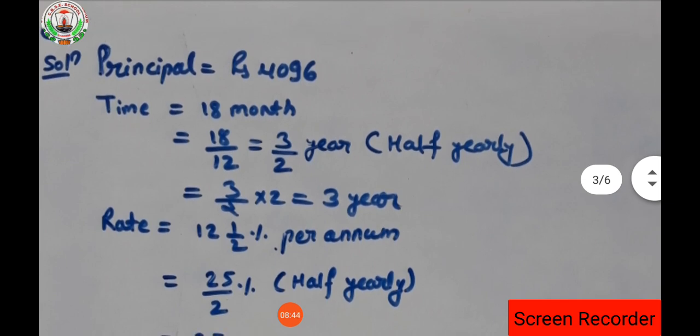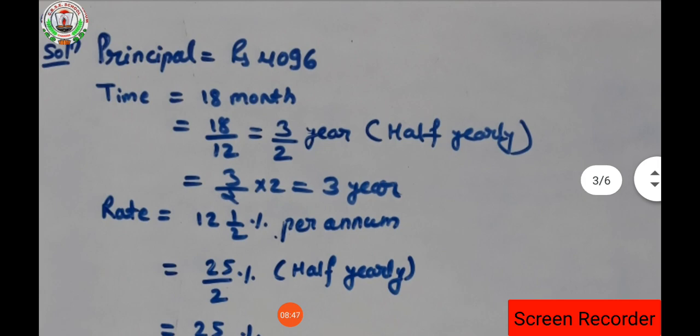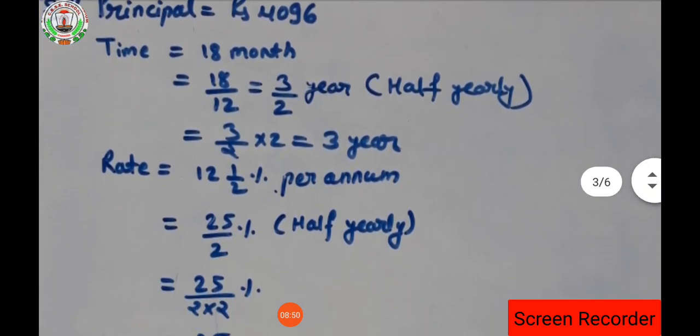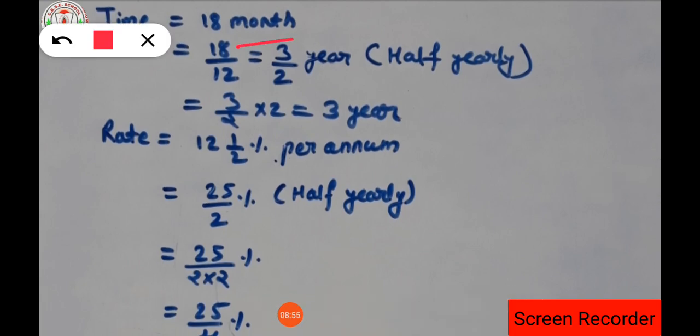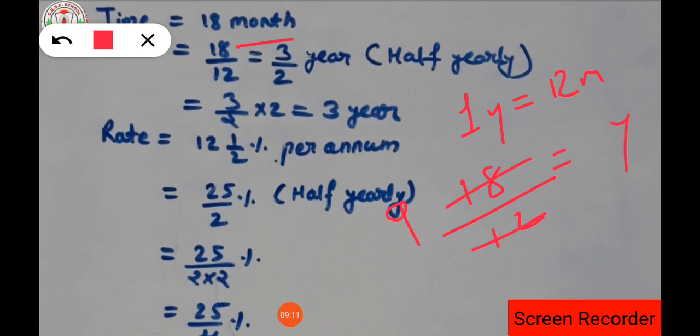Now next question, question number 9. In question number 9, the principal is given as 4,096 rupees. The time is given as 18 months. As I told you, we have to convert these months into years. So 1 year is equal to how many months? 1 year is equal to 12 months, isn't it? We are having 18 months, so this 18 months will be divided by 12 in order to convert it into years. Here it will get cancelled by the table of 2, 9 and 6, and again it will get cancelled by the table of 3, isn't it? So what is the time we are having now? That is 3 by 2 years.